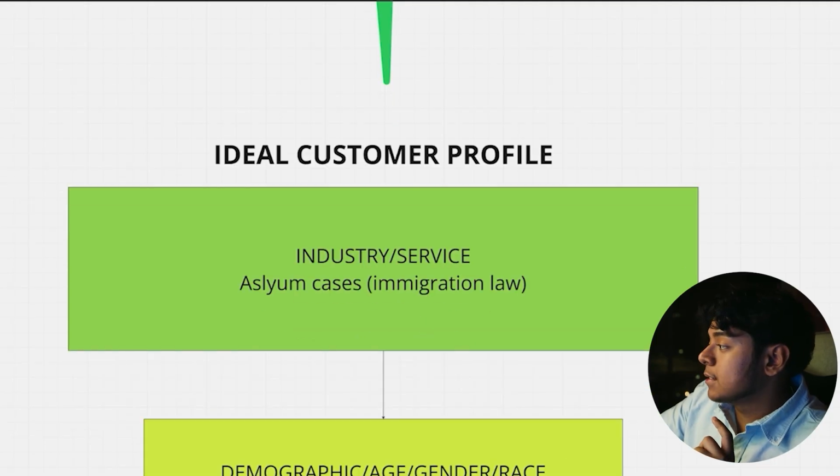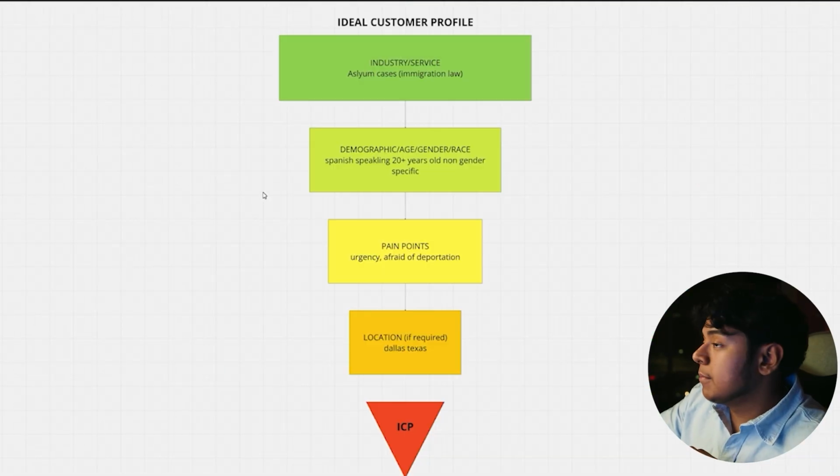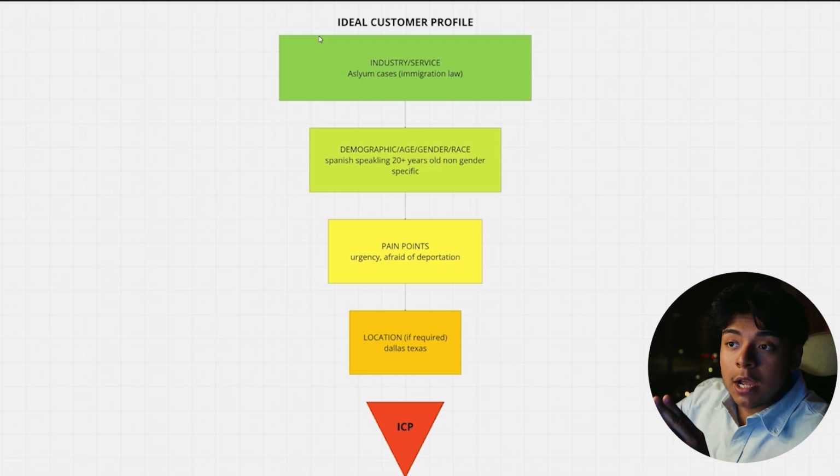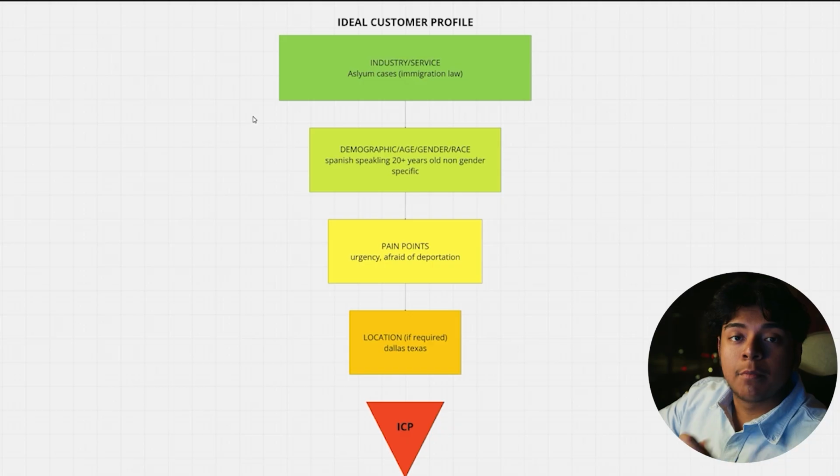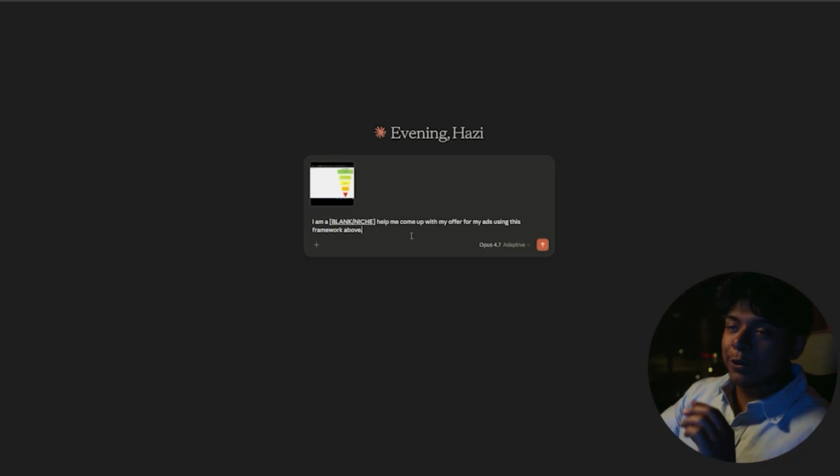This is why we needed this very much, because now what we're going to do is take a screenshot of this ICP and provide it to our AI, and they're going to go ahead and help us come up with a one-liner offer. Now let's jump right in. Okay, let's do this one more time.